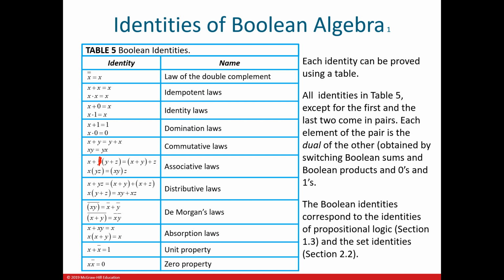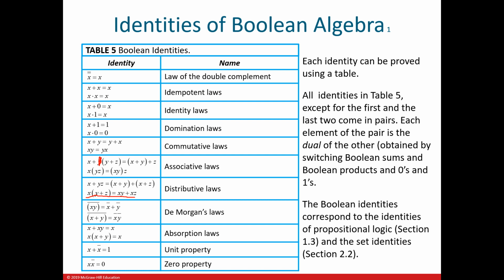The distributive laws: if you have something inside a bracket, then it gets distributed, something similar to what we do in our algebraic equations. So if you have x outside and then product with y plus z, then actually you can also write it as x product with y plus x product with z.